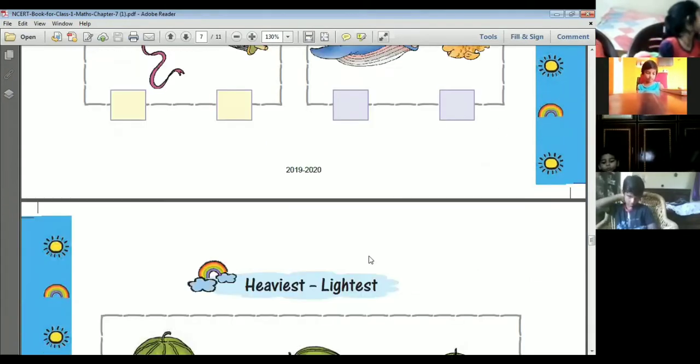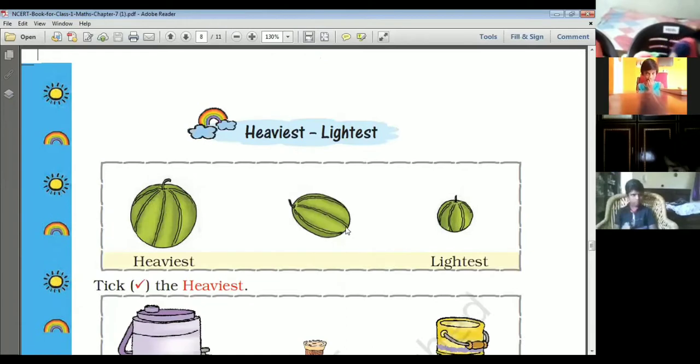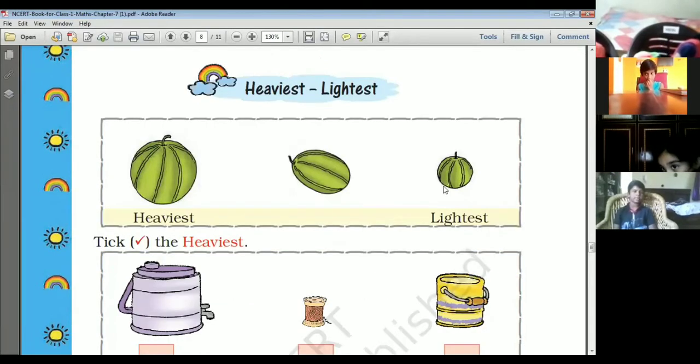Now, we are moving to heaviest and lightest. Here we have three pumpkins, or watermelons I think. Observe the size of the watermelons. The bigger one is the heaviest one and the lightest one is the smaller object.